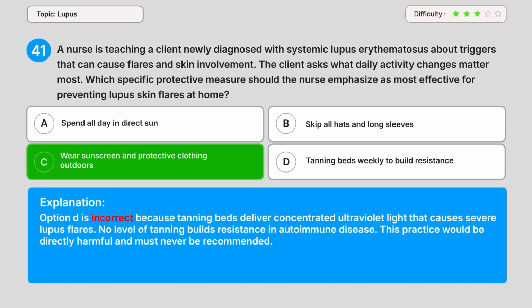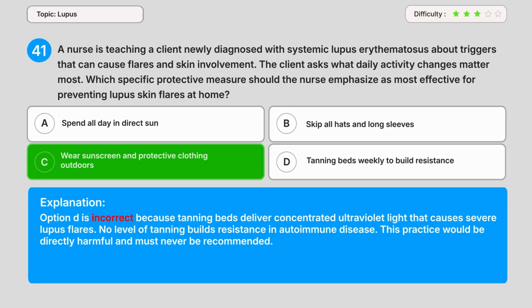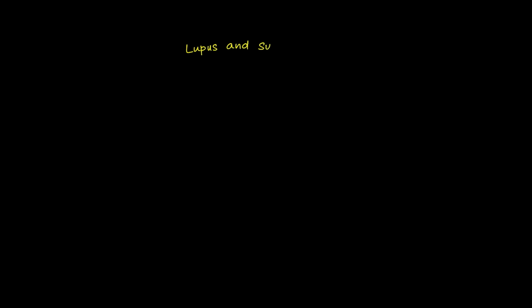Option D is incorrect because tanning beds deliver concentrated ultraviolet light that causes severe lupus flares. No level of tanning builds resistance in autoimmune disease. This practice would be directly harmful and must never be recommended. Lupus is an autoimmune disease where the body's immune system mistakenly attacks its own tissues, and ultraviolet light is one of the biggest outside triggers for flares.